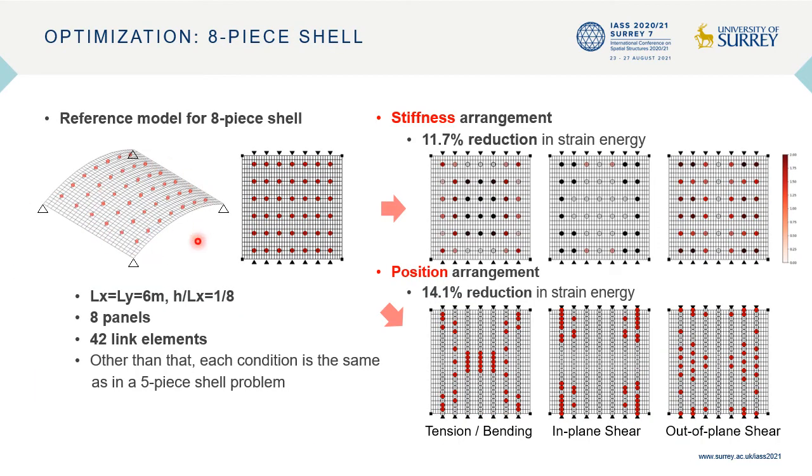This shows an 8P shell. A model with 42 link elements is used as a reference, against which the link element stiffness or position is optimized. Compared to the 5P shell, the strain energy reduction is significant, indicating the effectiveness of this method.